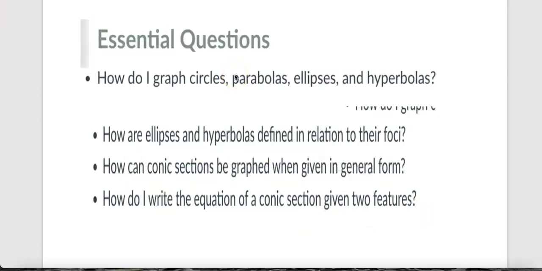Our essential questions for this lesson are: how do I graph circles, parabolas, ellipses and hyperbolas? How are ellipses and hyperbolas defined in relation to their foci? Or we also say foci, I will be using the word foci. How can conic sections be graphed when given in general form? How do I write the equation of a conic section given two features?